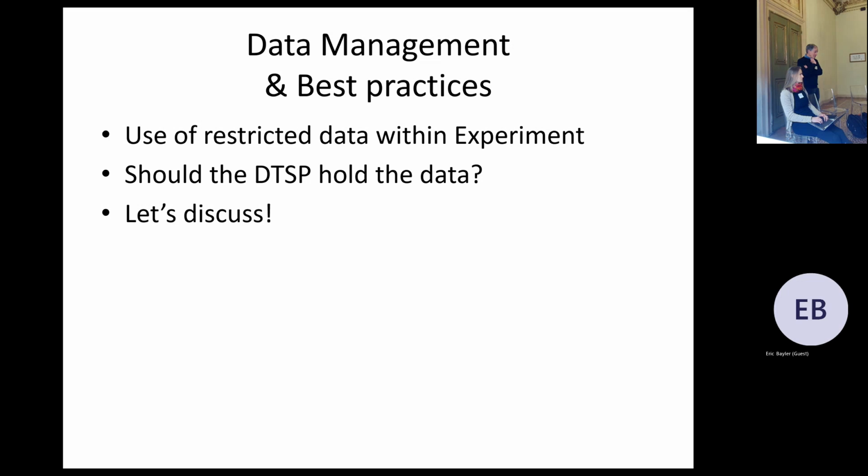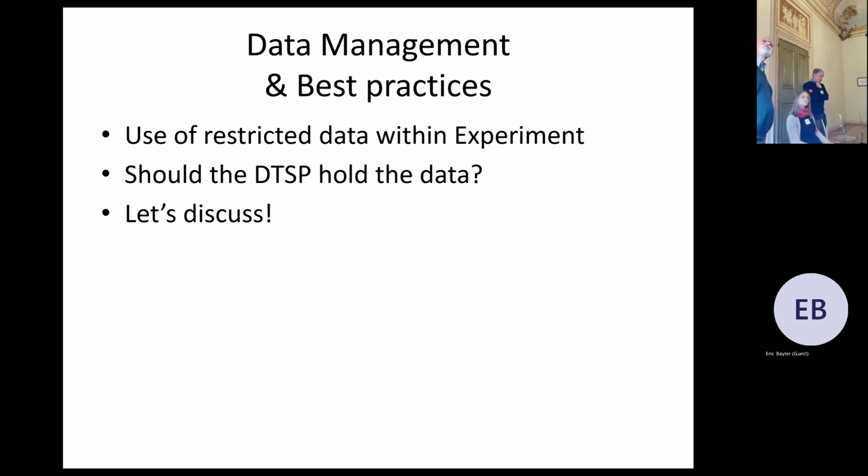Sorry, what is the DTS exactly? The DTS holds data, what does that mean? DTS, digital platform. It's the platform that is supposed to be used for the global process.